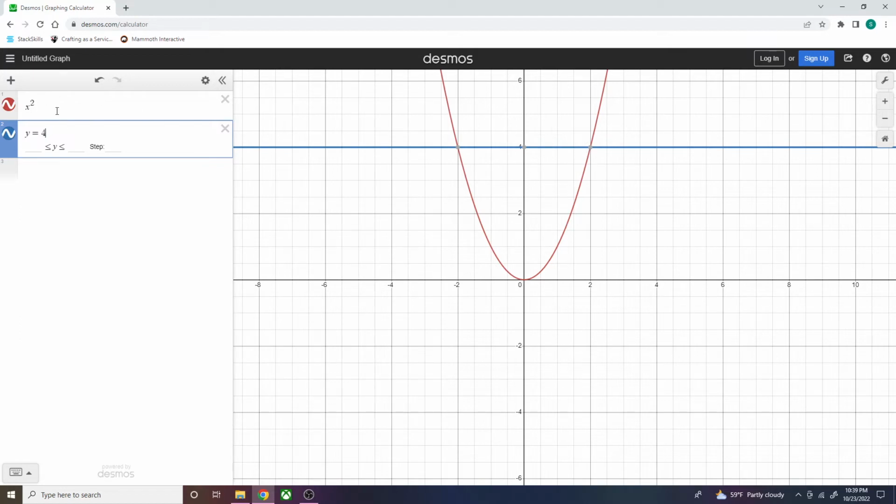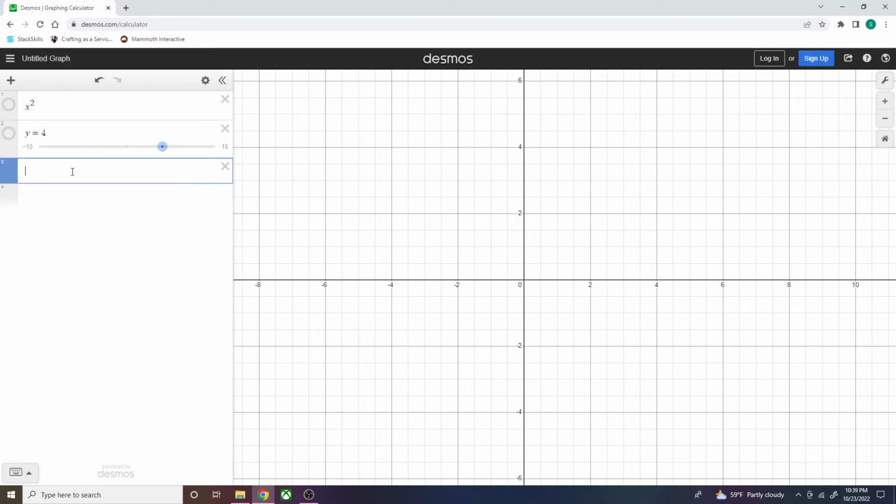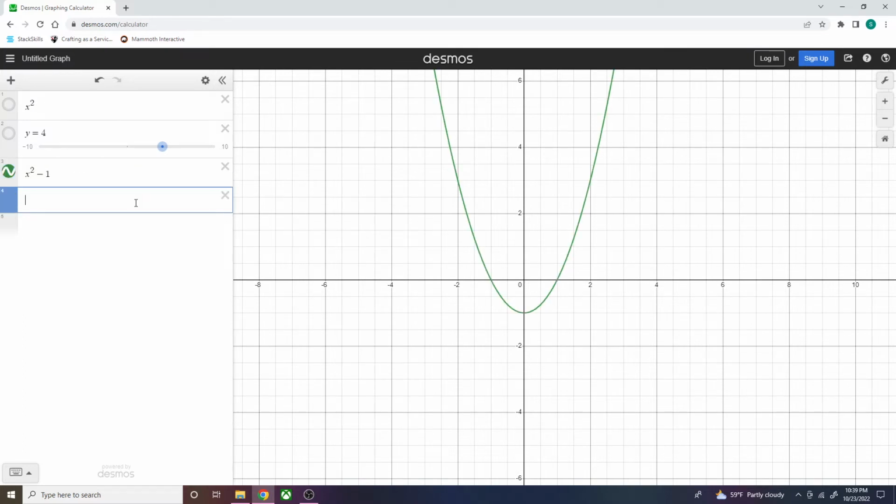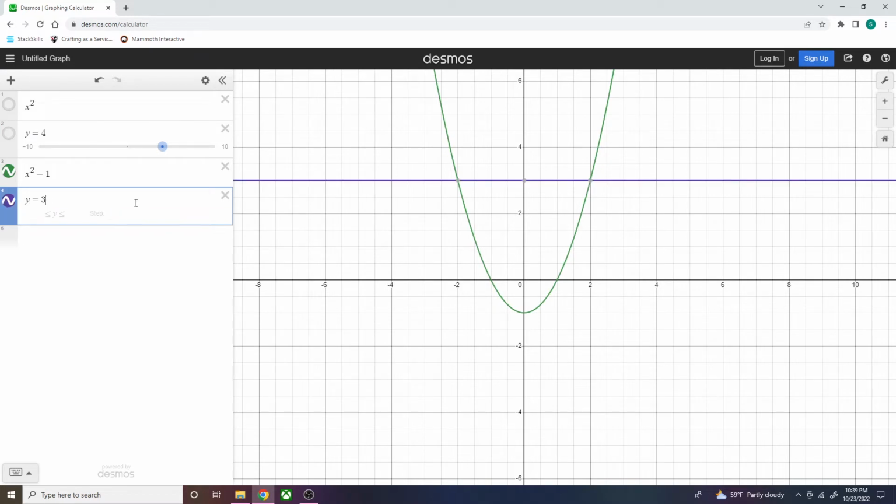But this wasn't the start of our equation. Our equation actually started like this. I'm going to turn these off now. Our equation to begin was actually x squared minus 1. Okay? And our y wasn't 4. It was 3. Okay? Now, look at what happens. Let's highlight these points once again. Negative 2 and positive 2, right?